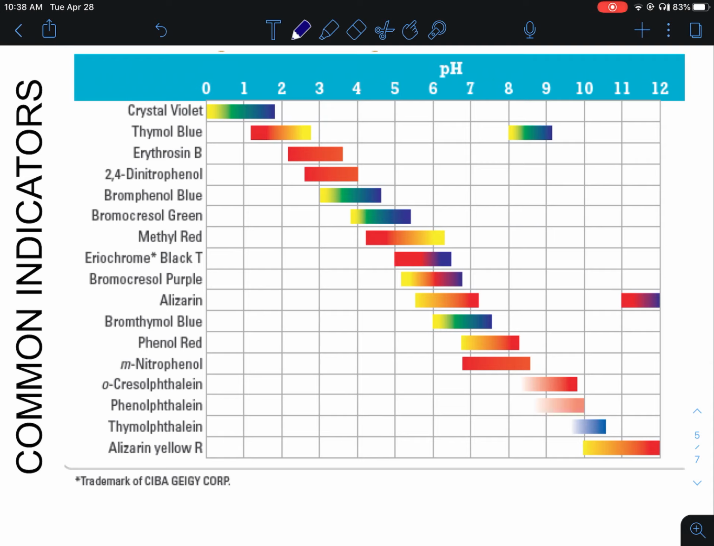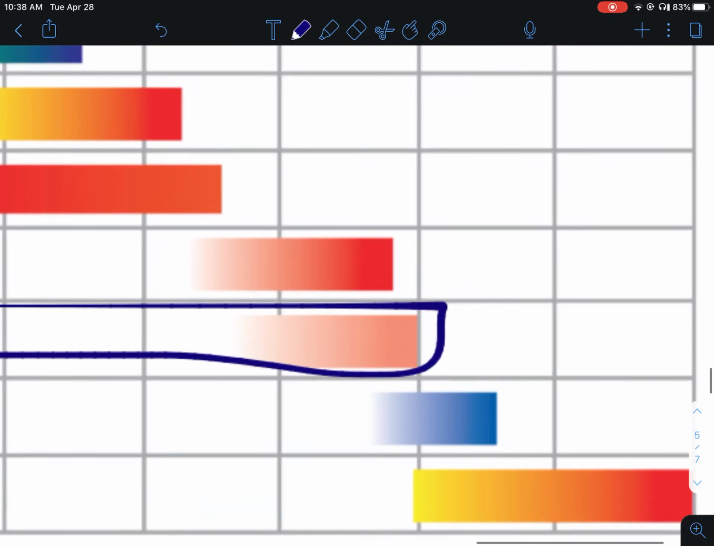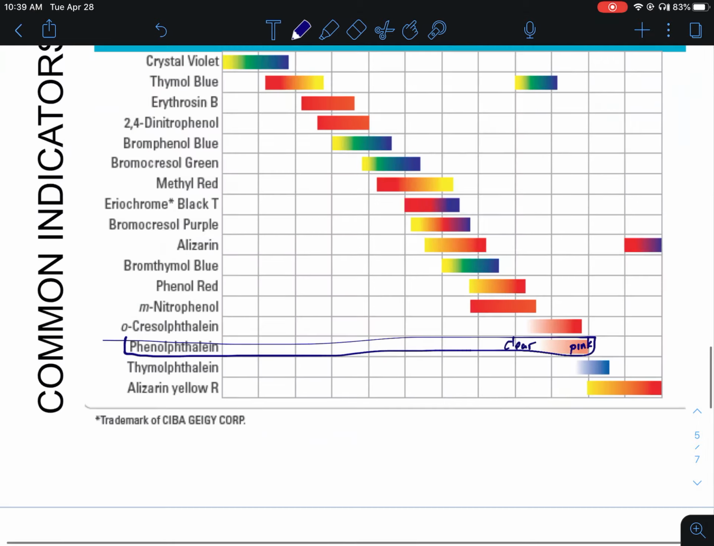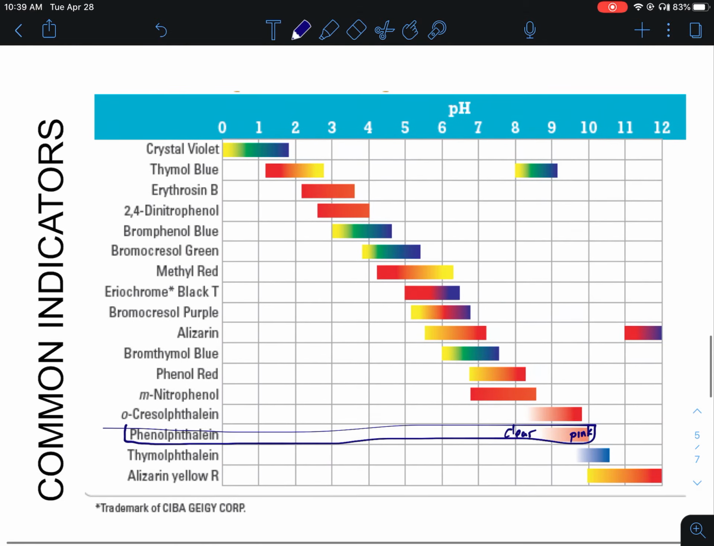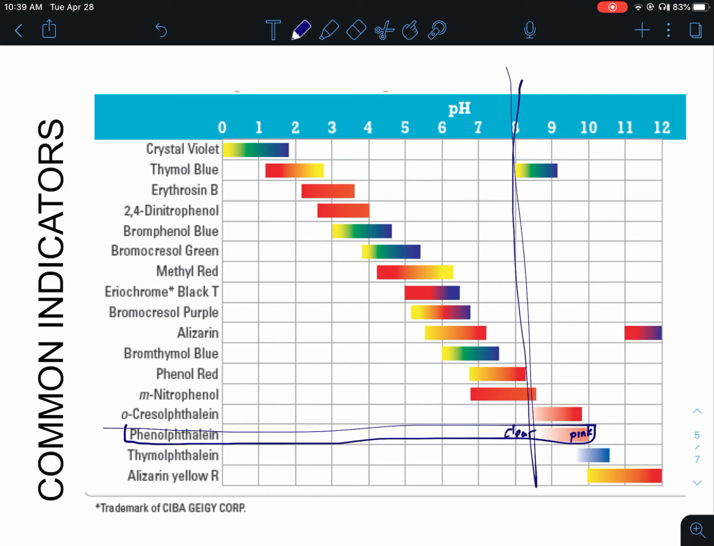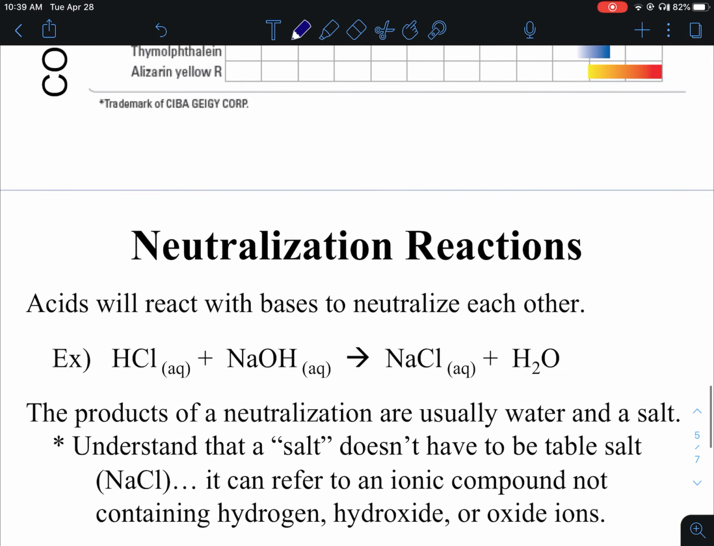Phenolphthalein, for example, the one that I mentioned we'll be using during titrations, you can see here turns from clear over to pink or purple at about pH 8, which is where it changes. But these are all very useful. If I wanted something that changed at a pH of 3, I might select one of these. If I wanted something that changed at a pH of 7, I might select one of these. So you can look at that on your own time.